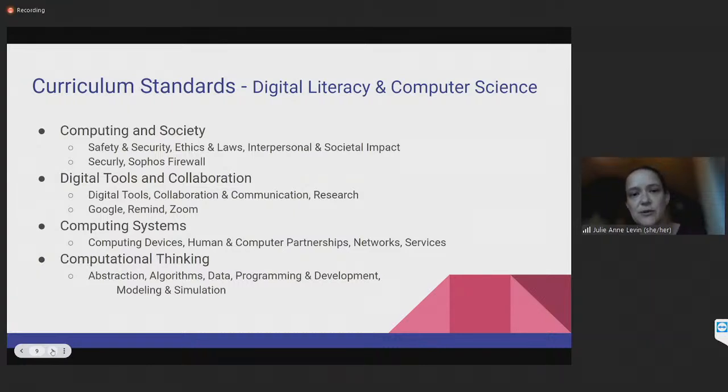So just going through these digital literacy and computer science standards really quickly. Computing and society is probably the area that I hear the most concern about, security of students. And so I'm going to talk more about that in my next slides. We use two main tools to protect students. Securely is one, and I'm going to go into depth about Securely. And then also just our firewall for our internet.